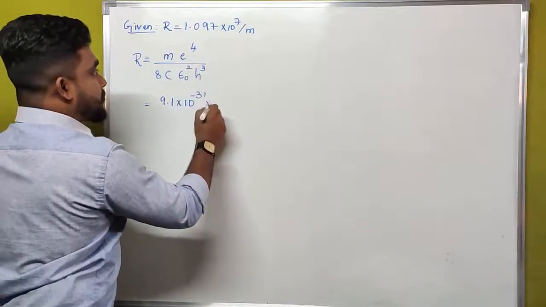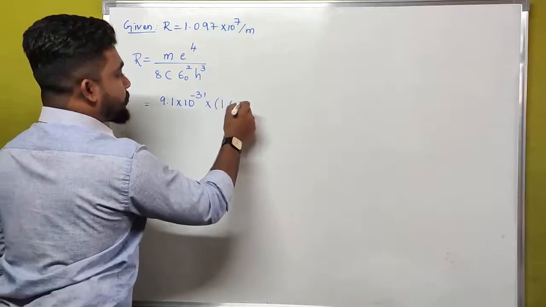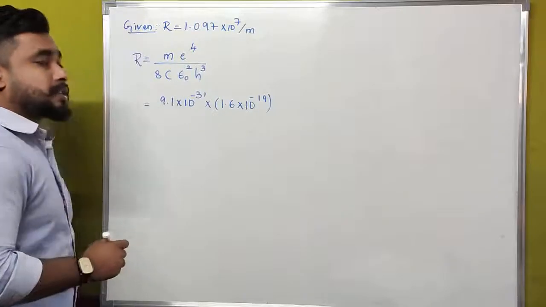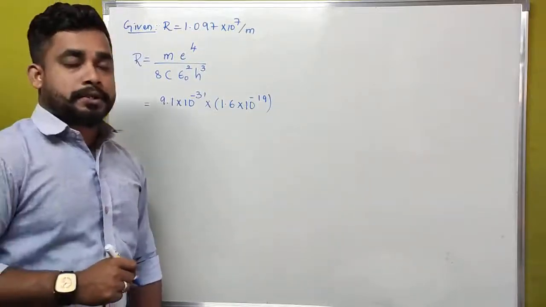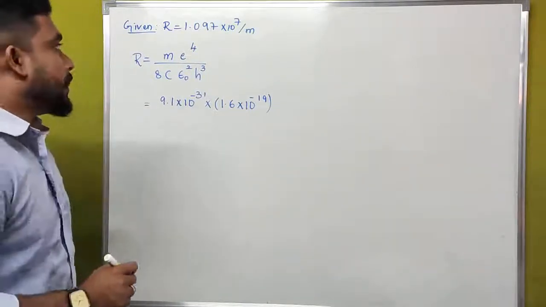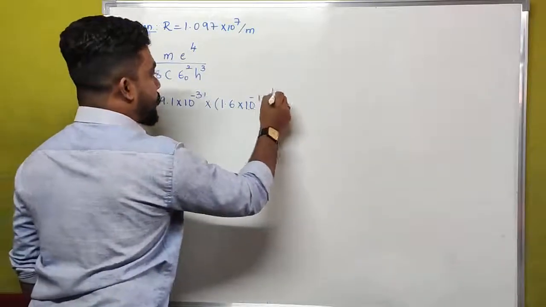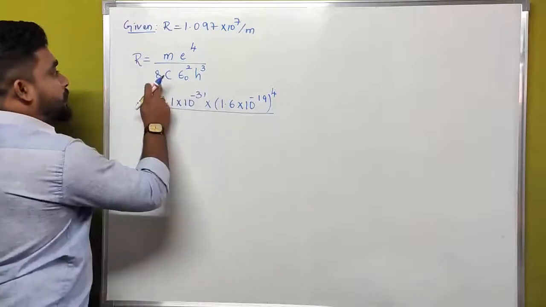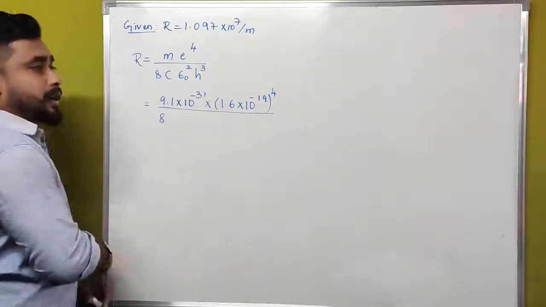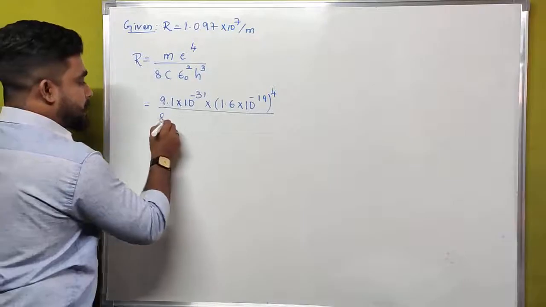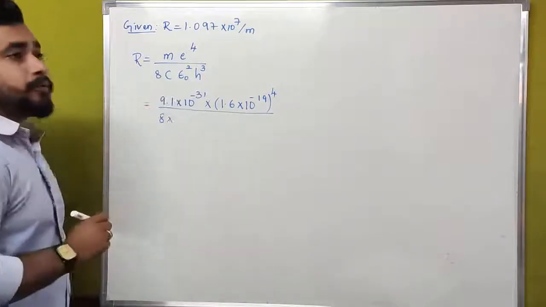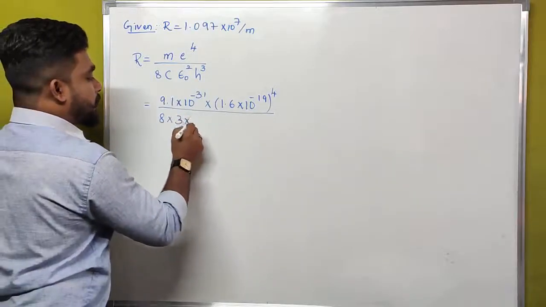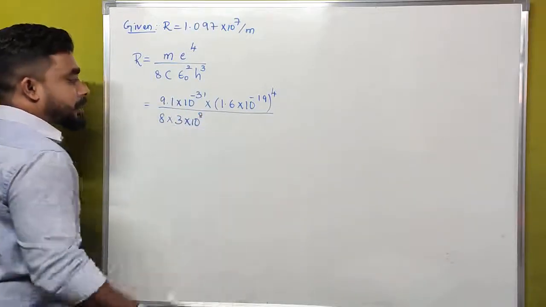And the charge is equal to how much? 1.6 into 10 to the power of minus 19 coulomb. The charge of the electron is 1.6 into 10 to the power of minus 19 coulomb. Here we have the power 4 and we write that as it is. Now 8 is a constant, we write that as it is. And c is the velocity of a wave, 3 into 10 to the power of 8 meter per second.